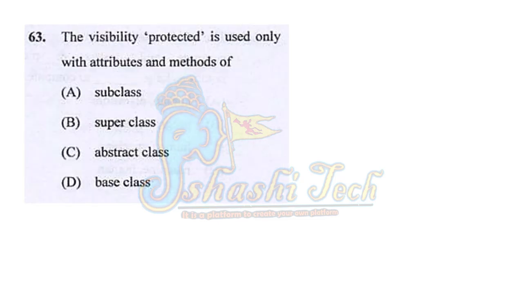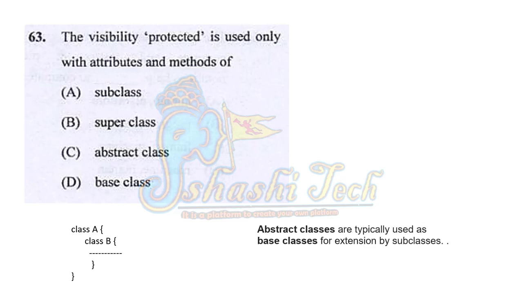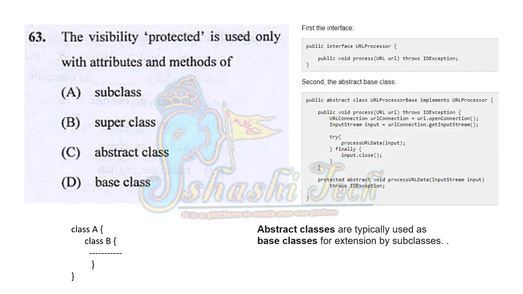Let's go to question number 63. The visibility protected is used only with the attributes and methods of: subclasses, superclasses, abstract classes, base classes. Let us see one by one. What is a subclass? The class within the class is called a subclass. What is an abstract class? Abstract classes are typically used as a base class for extension by subclasses, like this. The question is, the visibility of the protected is used only with the attributes and methods of superclasses.